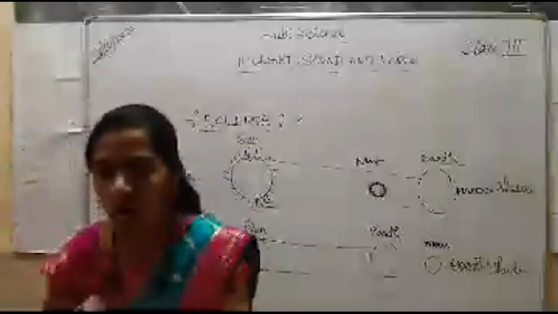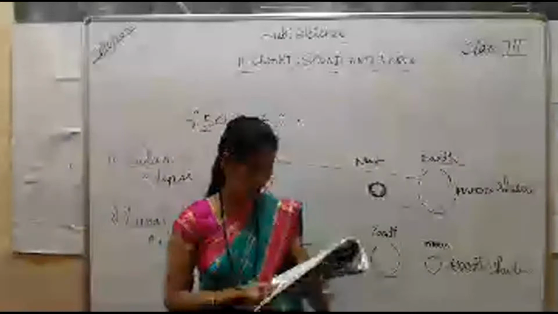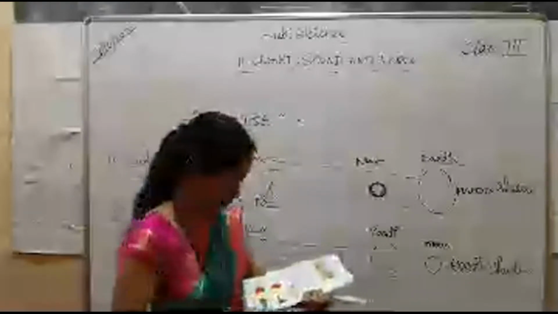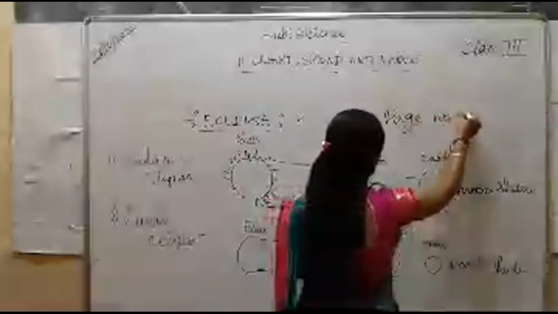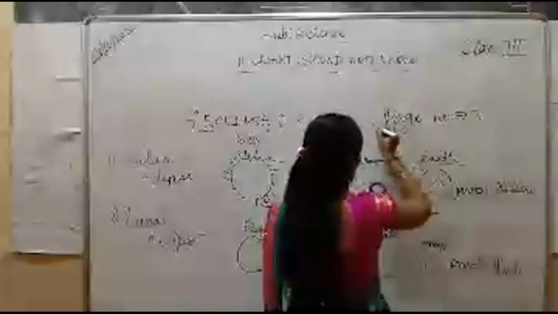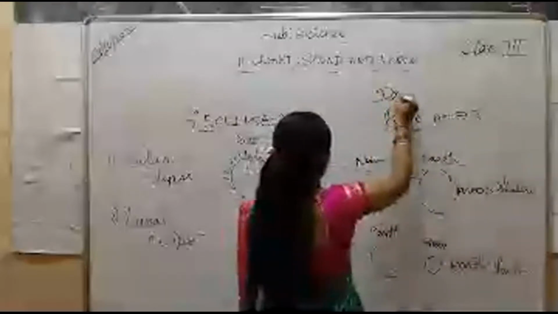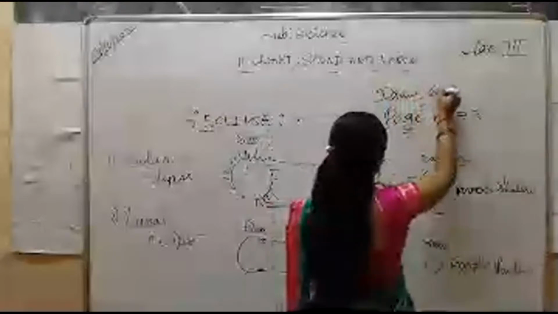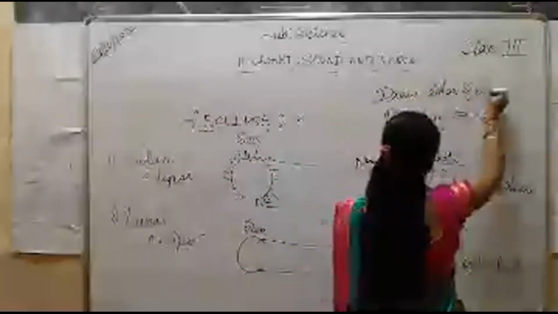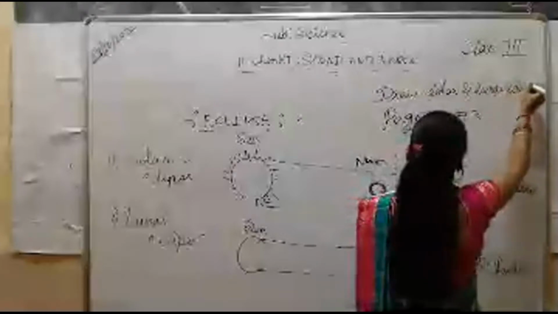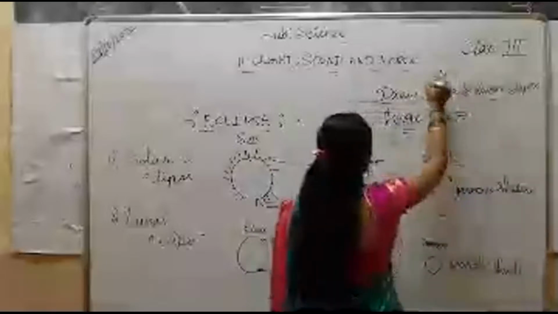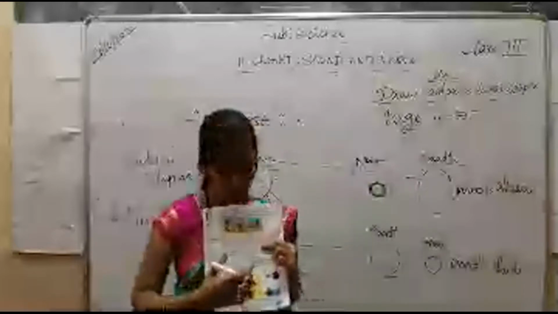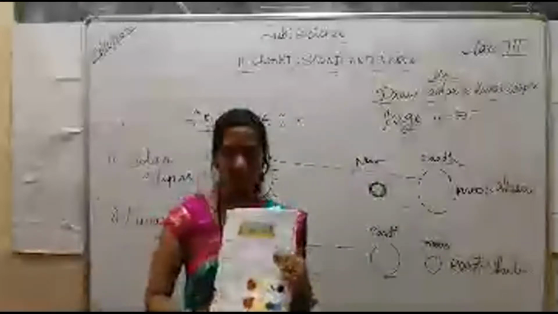So students, what you have to do? Two diagrams are given on page number 73. You have to draw them in the notebook. Draw the solar and lunar eclipse. This is the homework. You should write in the notebook, on page number 73, these two diagrams, and you have to write solar eclipse and lunar eclipse.